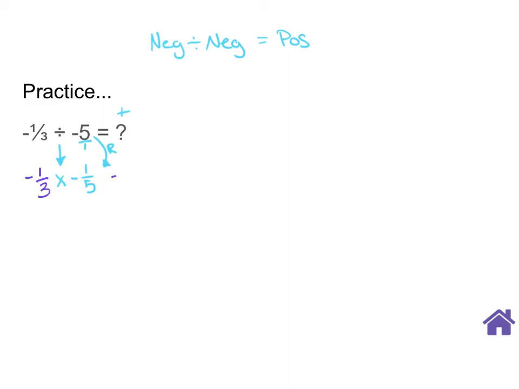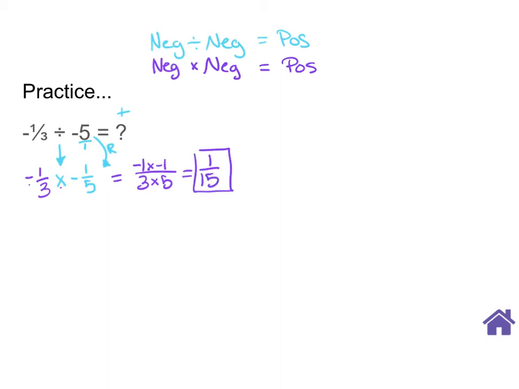And then you just multiply just like normal, okay? A negative times a negative is a positive also. So multiply the top: I have a -1 times a -1 over 3 times 5. Negative times negative is a positive, and 3 times 5 is 15. So my final answer is 1/15.